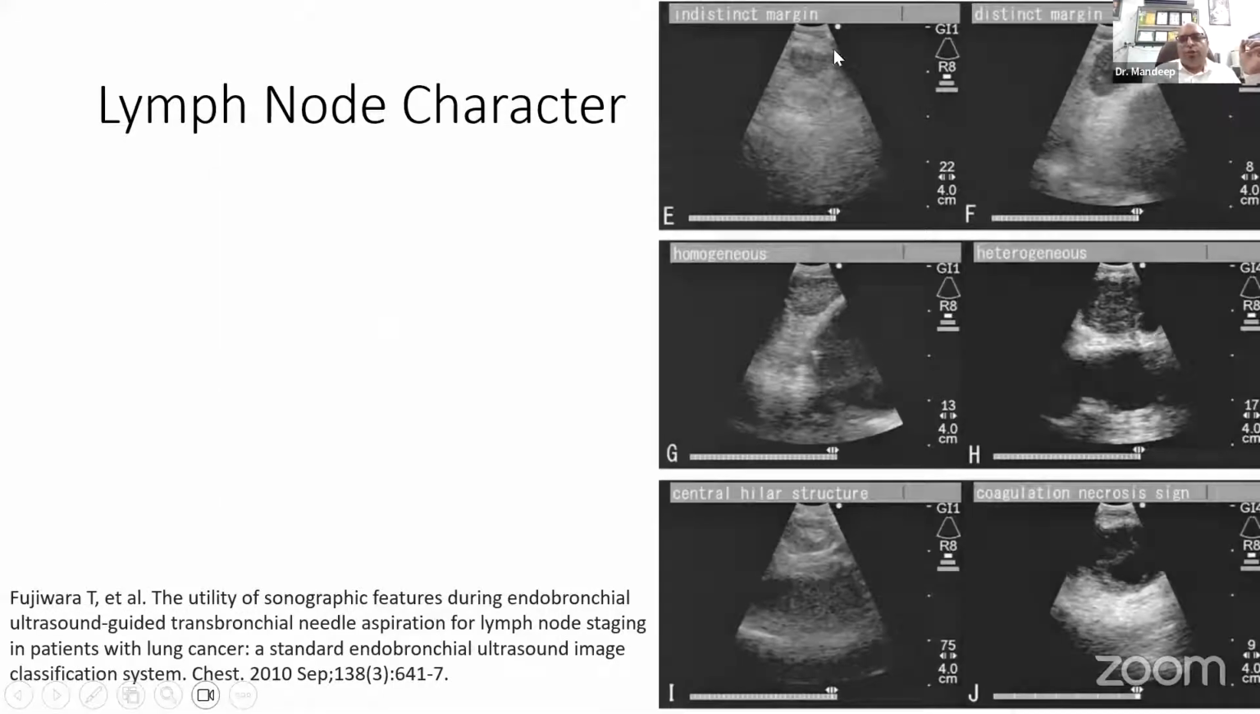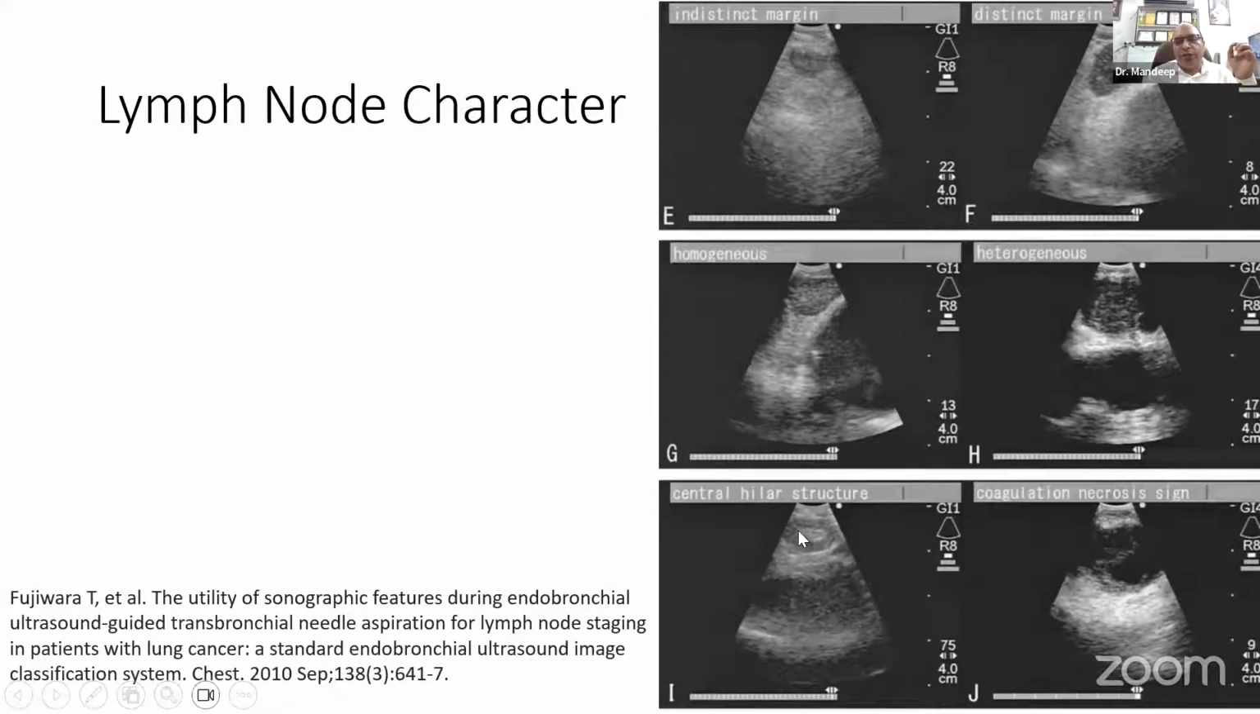So other characters are, this is the lymph node with indistinct margins. This is one with a distinct margin. Then the homogeneous lymph node. Here, there is uniform homogeneity in the lymph node. Here, we are finding different densities in the lymph node. Some are less dense as compared to the other ones.